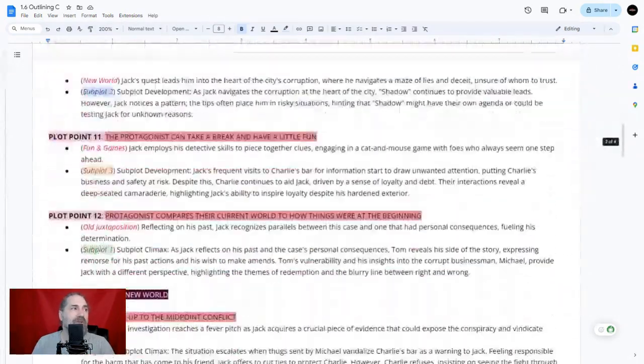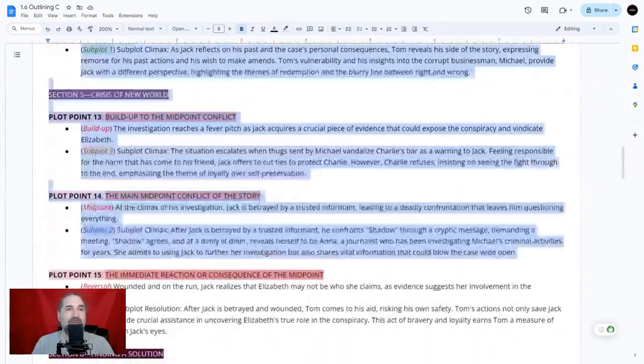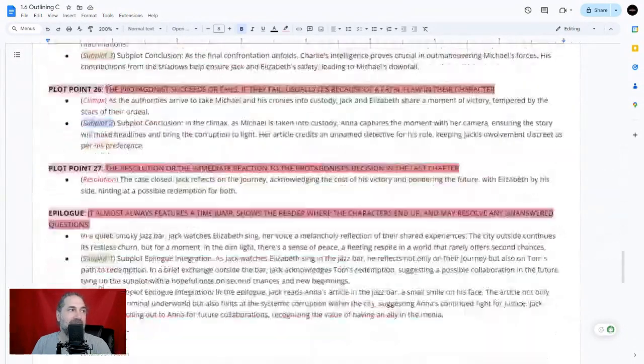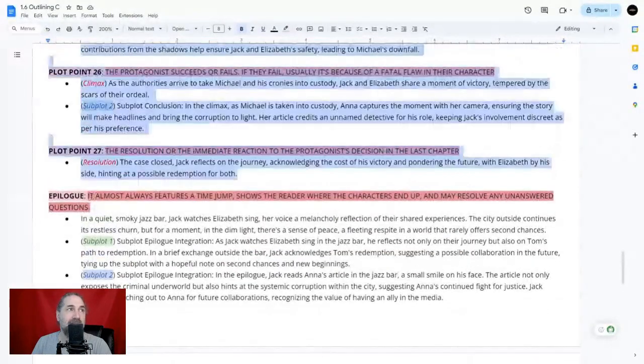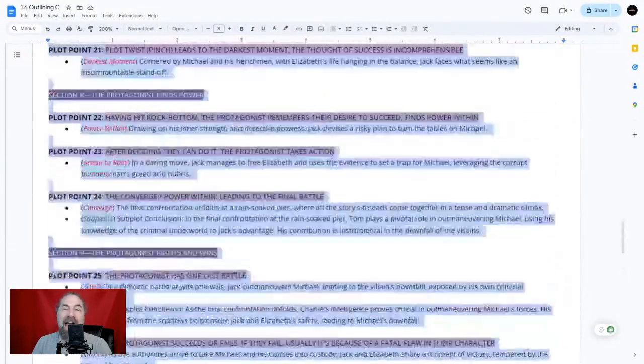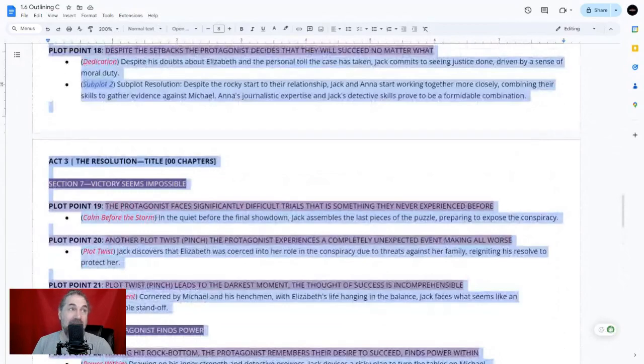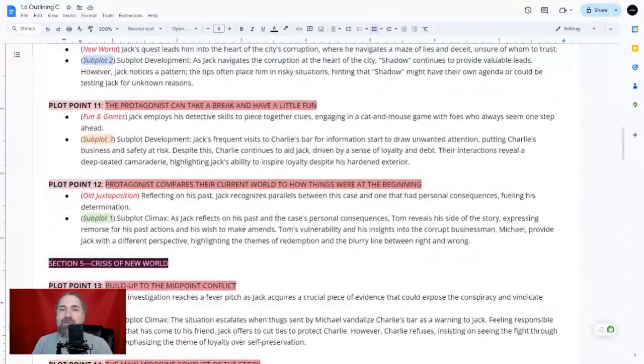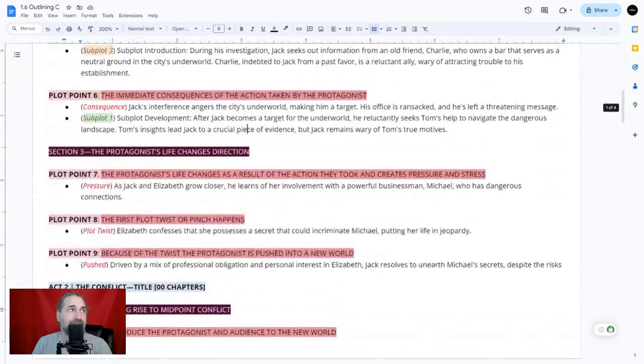I'm going to go up to plot point 14, which is the midpoint conflict, right? And I was like, I'll make that my first book. And then I'll make this from plot point 15 all the way to the end the second book, right? Because there's another step to this process. As I was working on the chapters, I realized that would have been a huge two books because of the depth of my story.